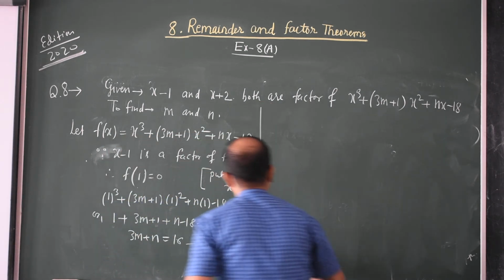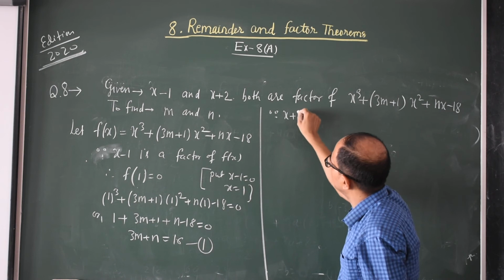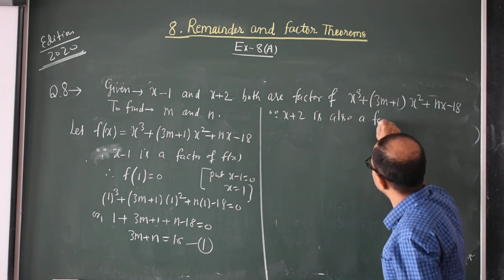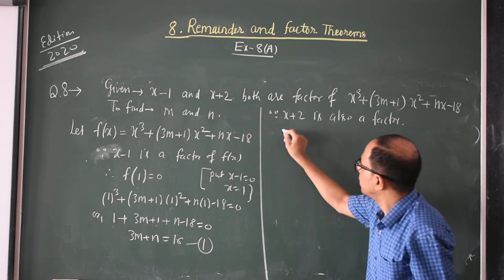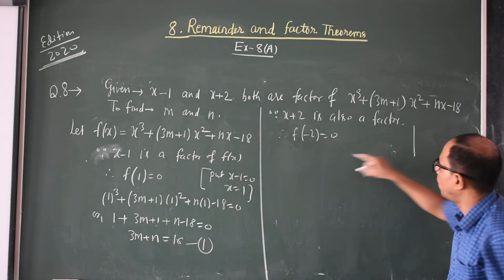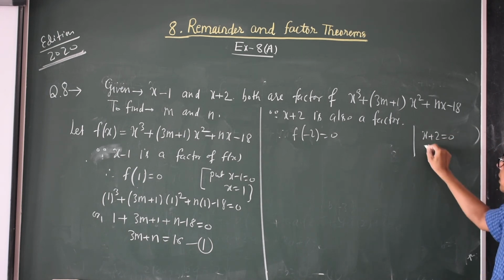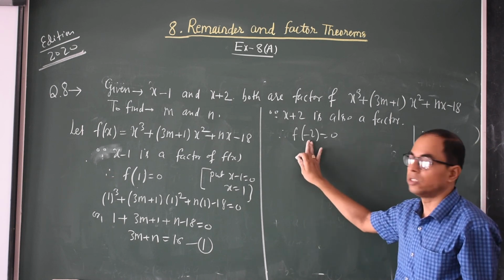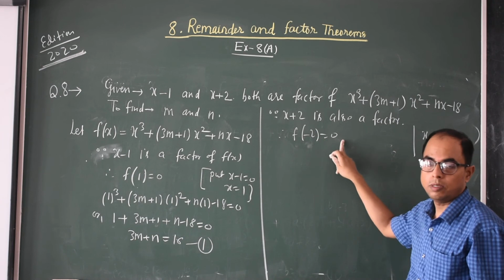Now, since x plus 2 is also a factor, it means f(minus 2) must be equal to 0. Why minus 2? Put x plus 2 equal to 0, you will get x equal to minus 2. So for the factor, this is the condition: the remainder must be 0. That is, the value of the function at minus 2 must be 0.